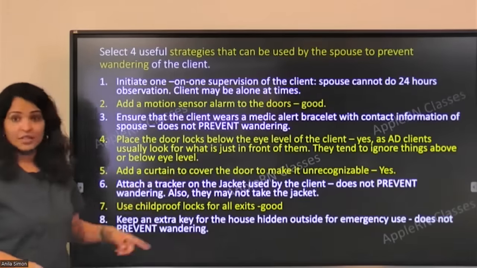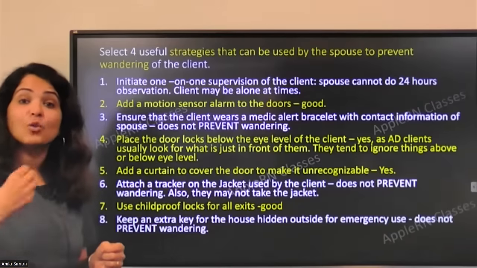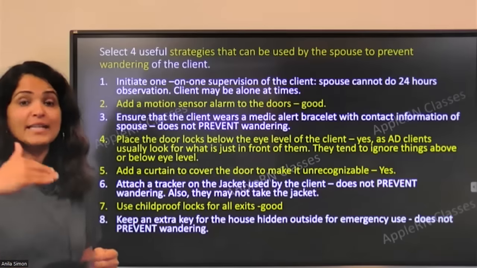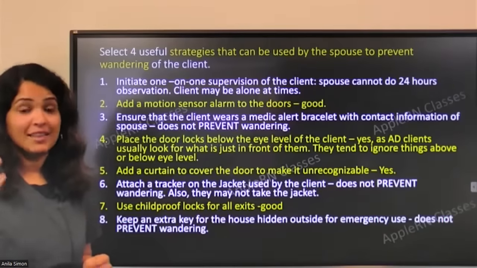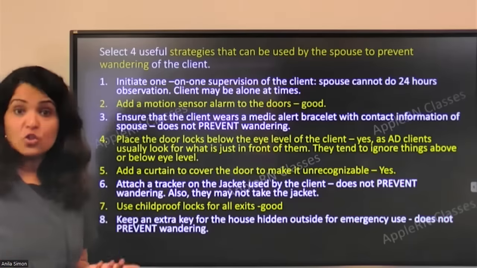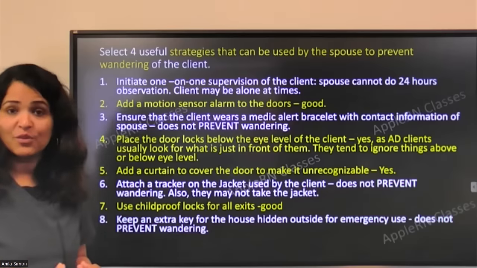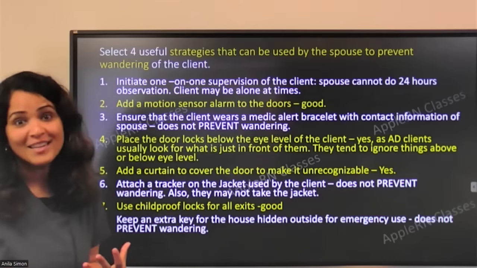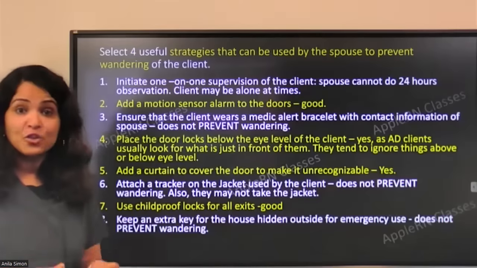Add a curtain to cover the door to make it unrecognizable. Yes, because they're not really able to think, and they don't have the insight and the judgment when they reach a certain level of Alzheimer's disease. The dementia, the neurocognitive things will take over, right? The deterioration or the degeneration is going to be so profound that the clients are not able to make the right decisions for themselves. That's why it's even important for us to protect them. They are our loved ones still, right? They are our loved ones. So we need to protect them. We need to ensure the safety of them.